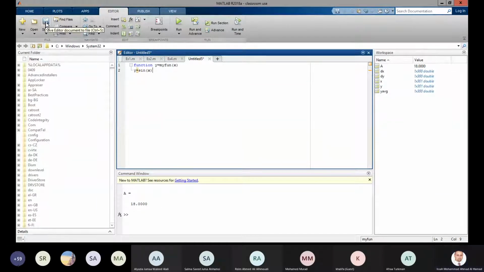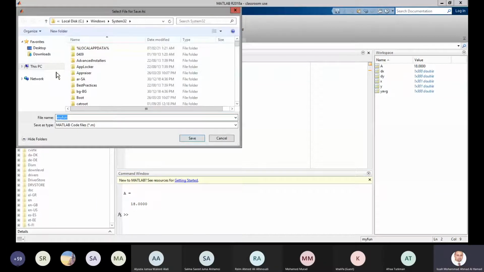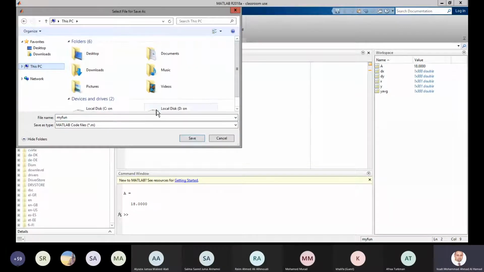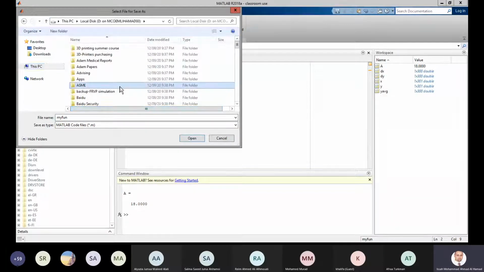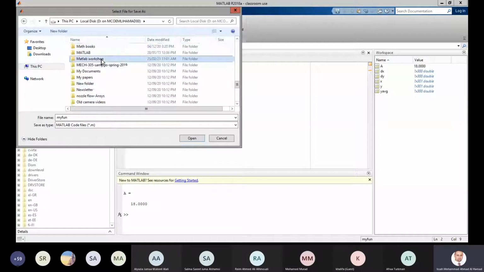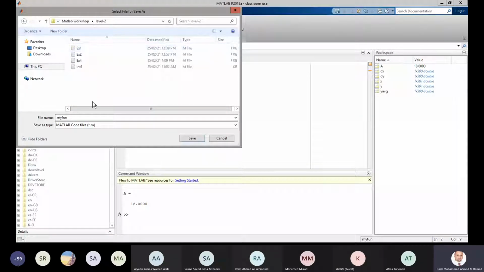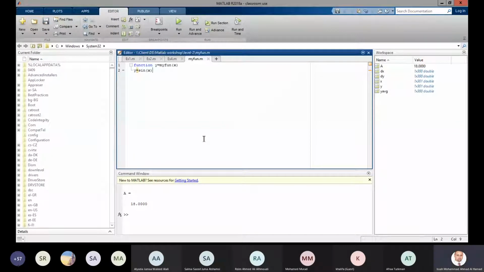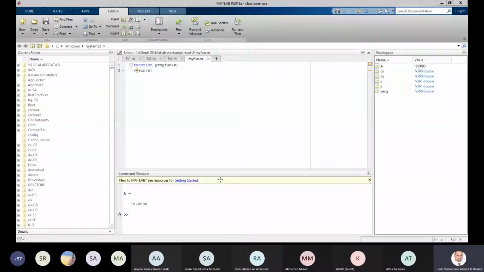I will save it in the same folder since I added the folder to the path. I will go to my MATLAB workshop level 2. It's called my fun, done. Okay, so I have now this function.